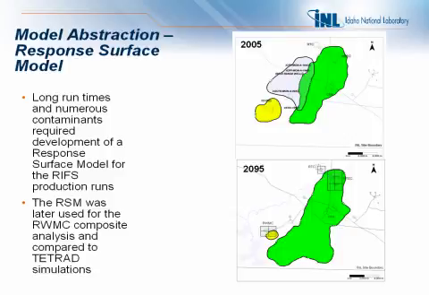The WAG-10 model was abstracted into a response surface model, and this was what was used to do most of the production runs for the RI/FS. The response surface model basically takes a response from a steady state flow field and predicts the response at a given source node and at a given receptor node. And we implemented this in a Microsoft Excel database just to store the data and a DLL to actually do the computations.